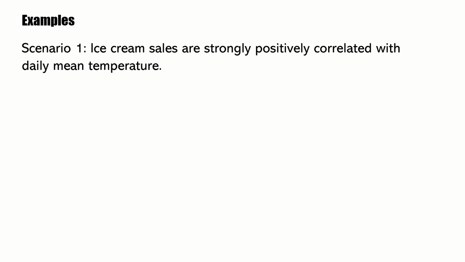in the real world. So for instance, scenario 1, ice cream sales are strongly positively correlated with daily mean temperature. In this case, it would be a fair conclusion to make that these two things do have a causal relationship, because ultimately when the temperature gets hotter, people are more likely to crave something that's cool. So ice cream, of course, being a food with a colder temperature, is more likely to be sought after in those sort of conditions. So there we go, that's one example.